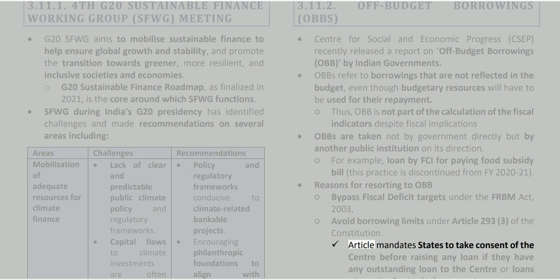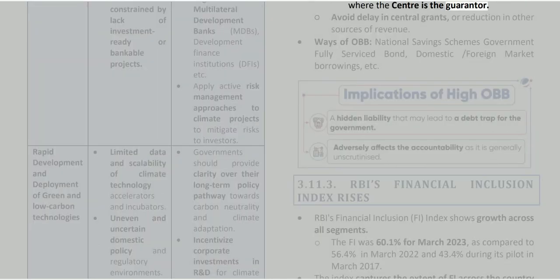Article 293(3) mandates states to take consent of the center before raising any loan if they have any outstanding loan to the center or loans where the center is the guarantor. Avoid delay in central grants, or reduction in other sources of revenue. Ways of OBB: national savings schemes, government fully serviced bonds, domestic and foreign market borrowings, etc.